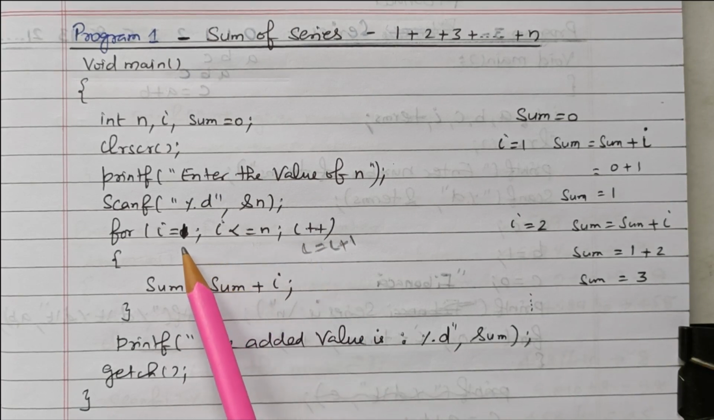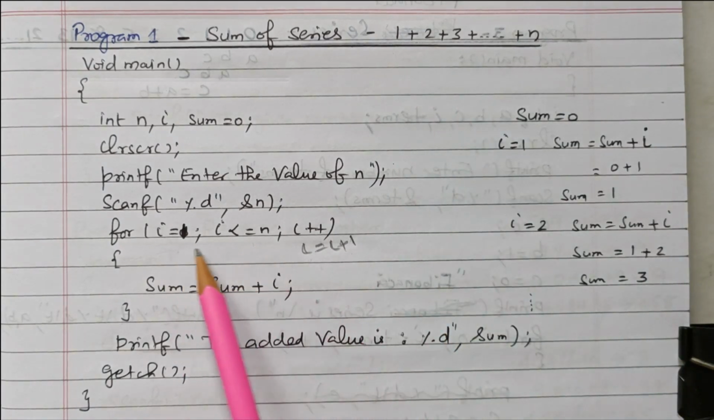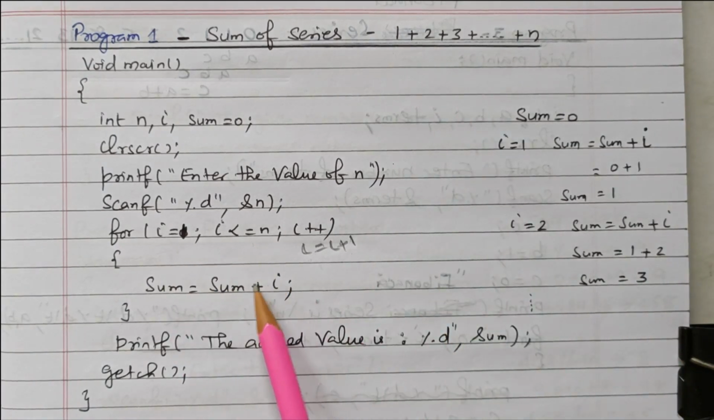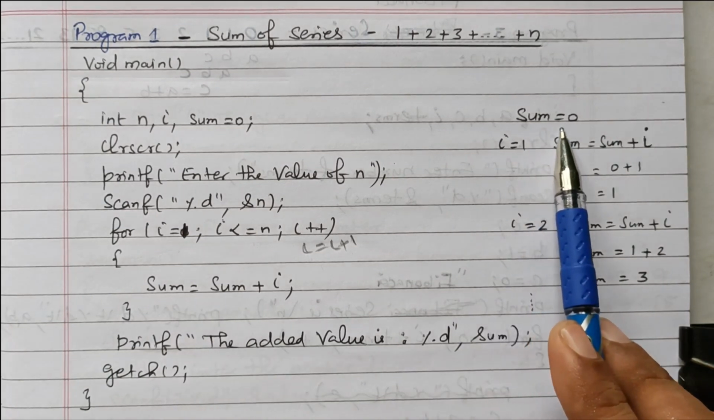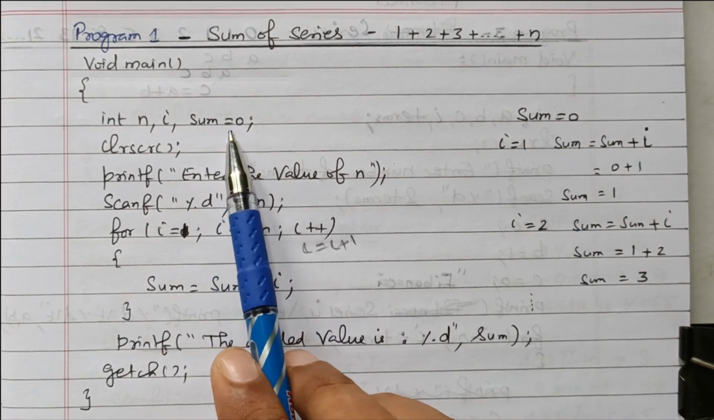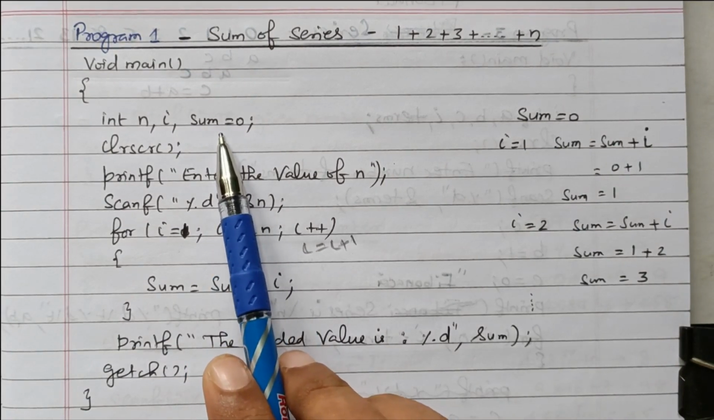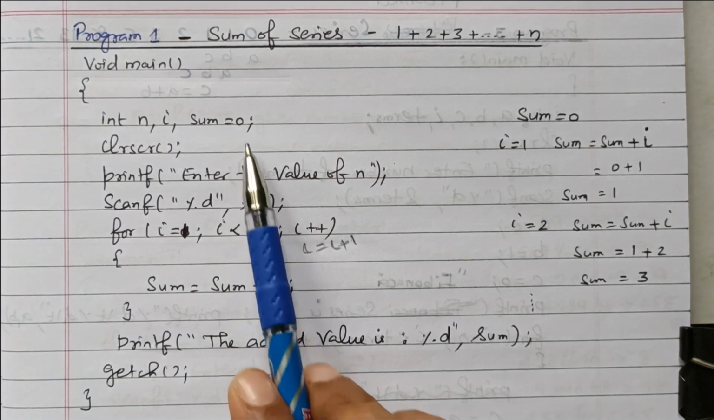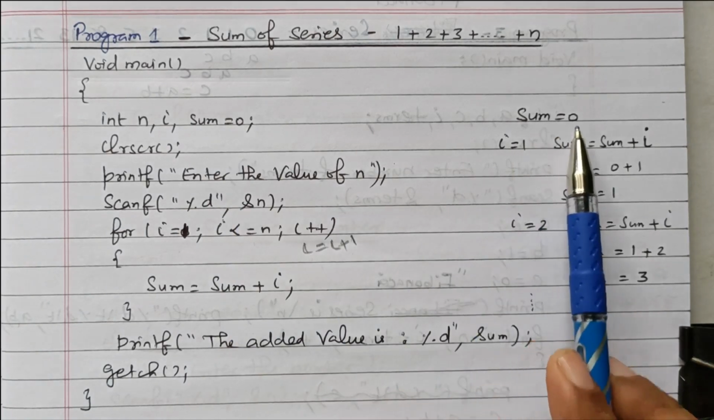Now we need to add these numbers. In order to get the answer, we need to add these numbers. For that we are using sum equal to sum plus i. We'll see how it will add. Initially, we assume sum equal to 0. Then only the memory buffer will be cleared, and whatever number we add will be added into the sum. So we are clearing the memory with sum equal to 0.